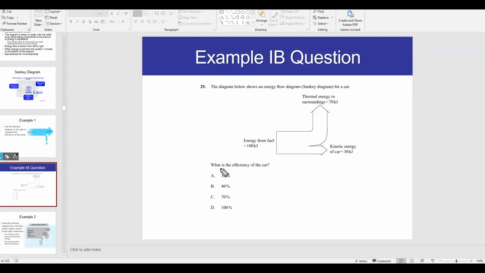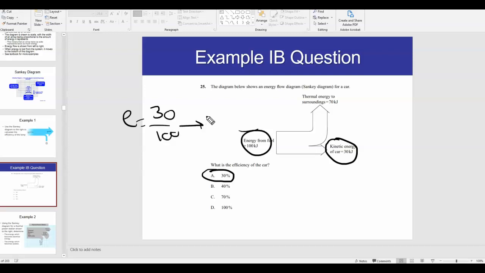Okay, so of course the answer there has got to be A. Again, efficiency is output over input. The output is here, the input is here, and so that is 30 over 100, which is 30%. Whether the arrow is going up or going down, it still represents the degraded energy, degraded in the form of heat.